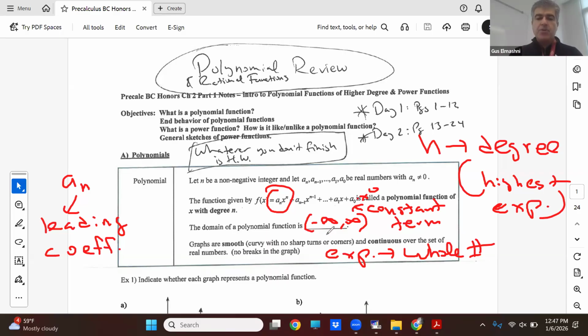But for the most part, just know that polynomial functions have exponents that are whole numbers, and you have a bunch of coefficients. A sub n is the leading coefficient, and your degree is your highest exponent. These are smooth curves. There's no sharp corners. It's very continuous, right? So that's the generality of polynomials. Does that make sense? All right, cool.